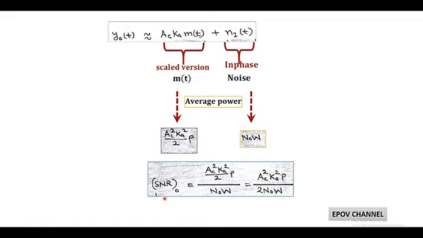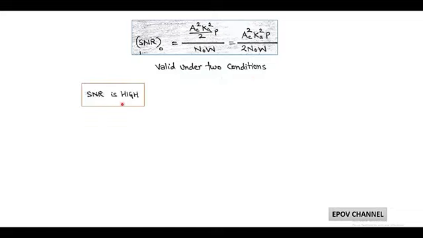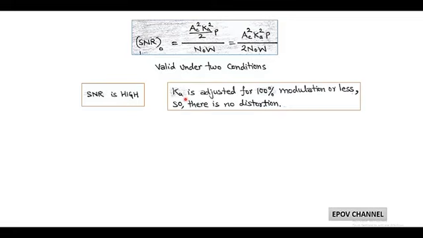This is called the output or post detection SNR. This output SNR is valid only under two conditions. First is high signal to noise ratio, which means we assume the signal is much larger than noise, and using the approximation. And the second is for distortionless performance, the amplitude sensitivity ka is adjusted such that we get 100% or less modulation.